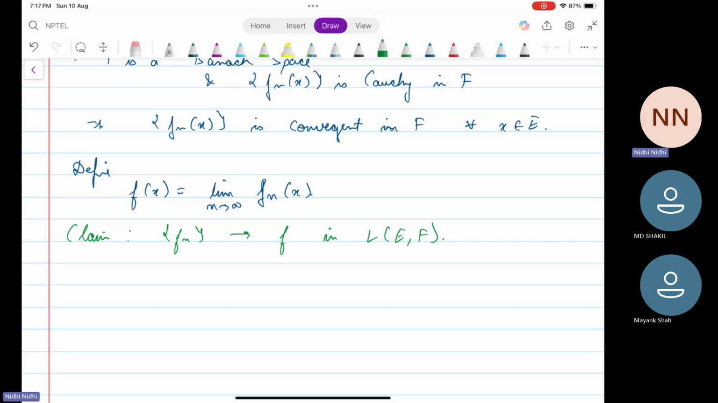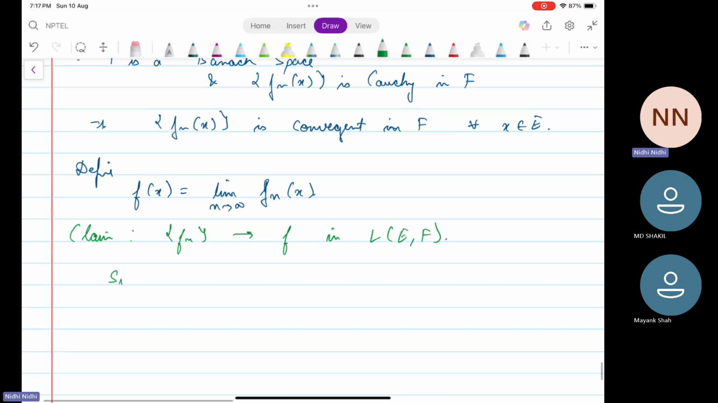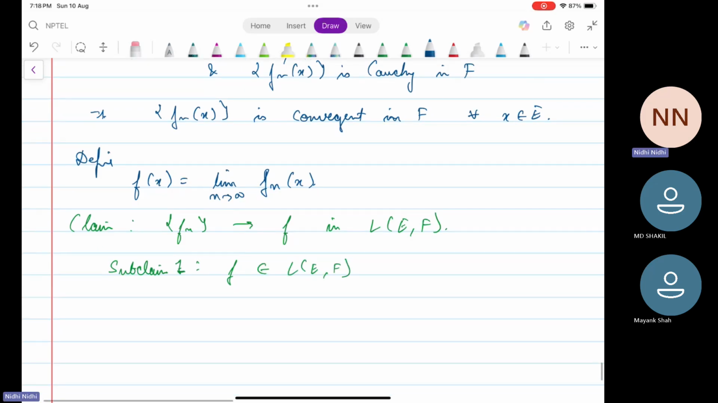So for that, we should firstly have that this F is a bounded linear function. So I'll write it as subclaim. Obviously the limit should be in this space. This F belongs to L(E,F). Clearly, since each Fn is linear and F is the pointwise limit of a sequence of linear functions, it will be linear.